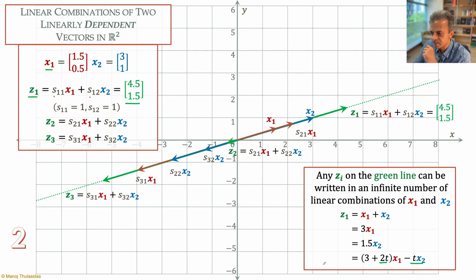Let me give you another situation that you already know, but maybe the connection is not there yet. Let me give you another green vector that looks like this. This is not in the line, the green dotted line. And now I ask you to find a linear combination of my red vector x1 and my blue vector x2 such that you get this particular green vector that is sticking out. Will you be able to do that?